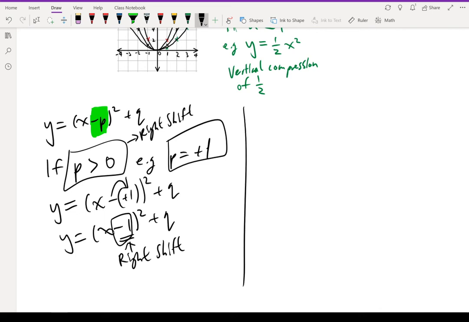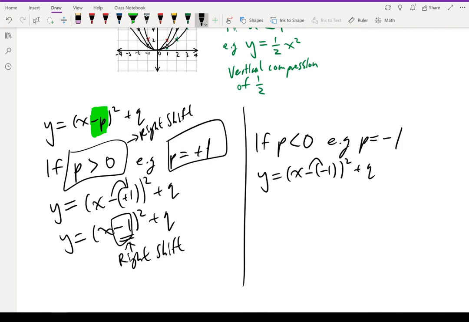Similarly, let's do if p is less than 0. For example, if p is equal to negative 1 this time, what happens if I put the negative 1 into my equation? We have y is equal to x minus negative 1 whole squared plus q. The minus and the minus cancel out to become positive. So y is equal to x plus 1 whole squared plus q. I have been saying in my lessons that if this value is plus, then it's going to be a left shift.